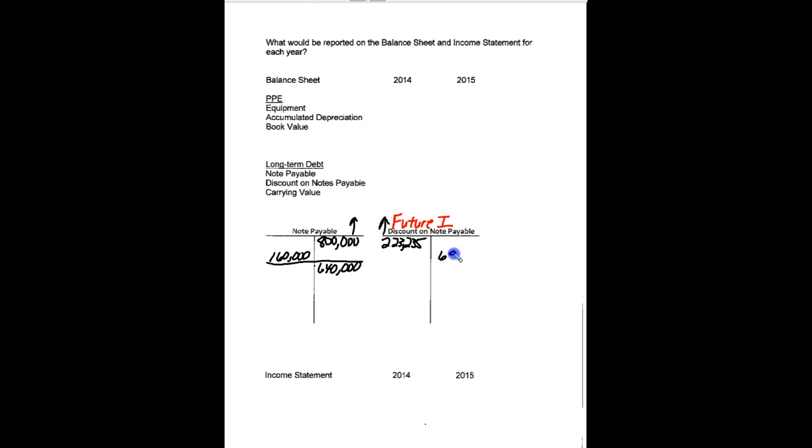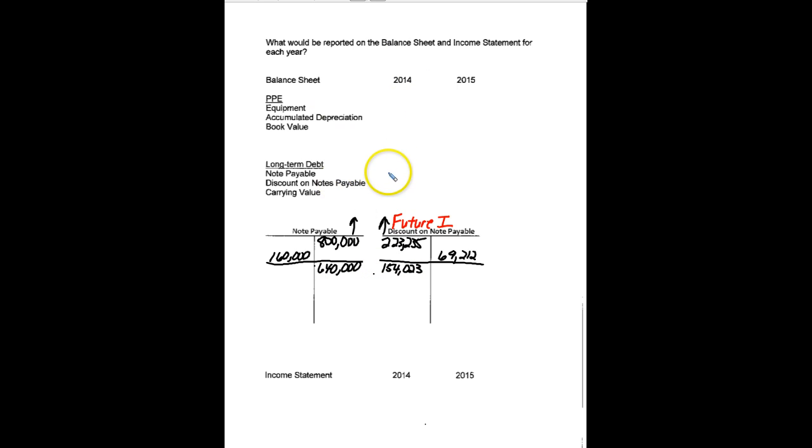So that credit, $69,212. And so that will give us a debit balance now of $154,023. So these two, let's go up to our balance sheet.